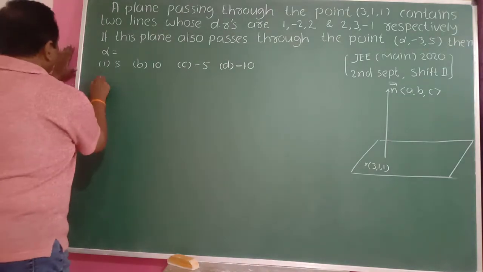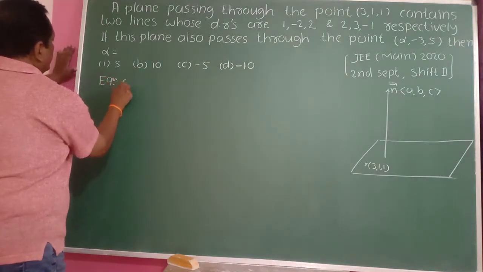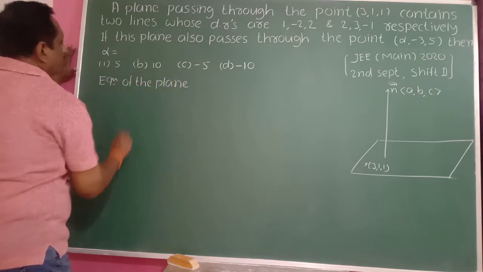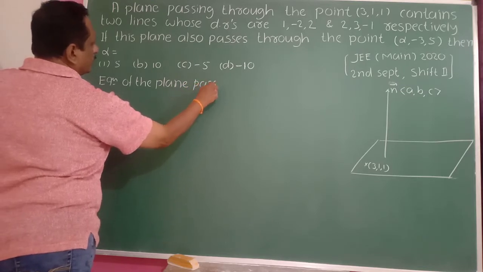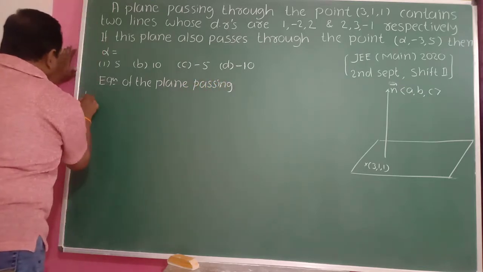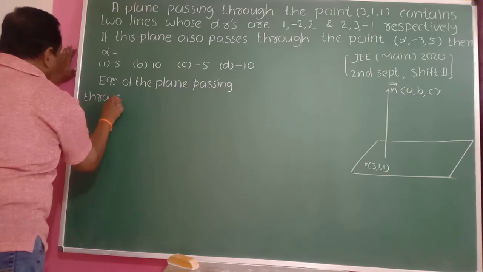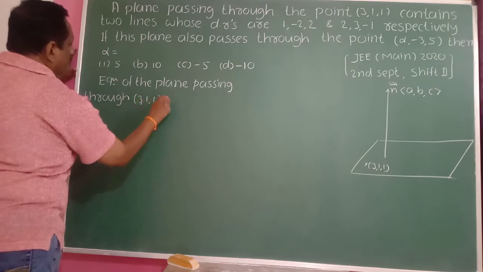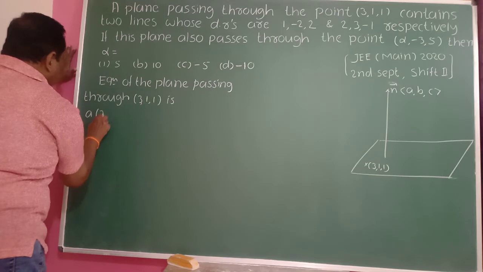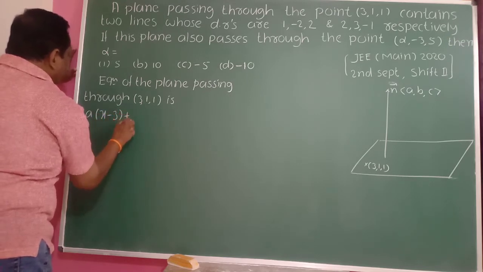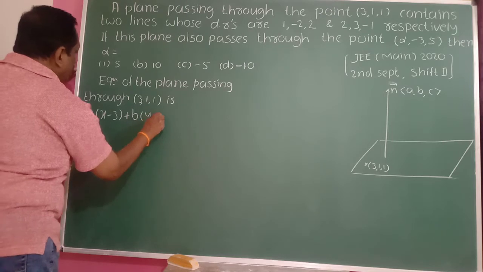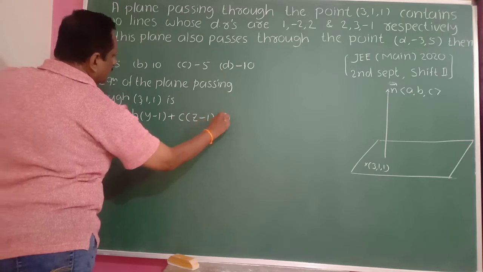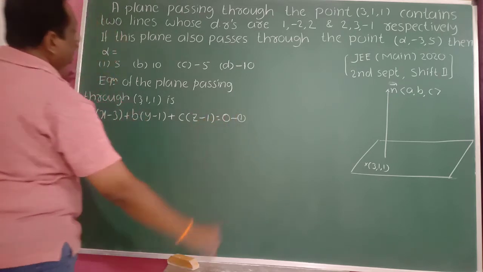Therefore, equation of the plane passing through 3, 1, 1 is A into x minus 3 plus B into y minus 1 plus C into z minus 1 is equal to 0. Take this one as equation number 1 here.